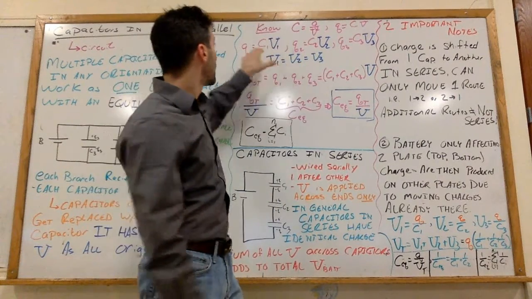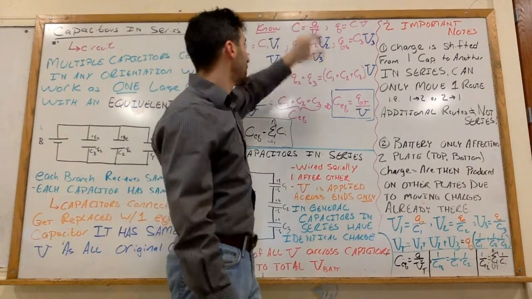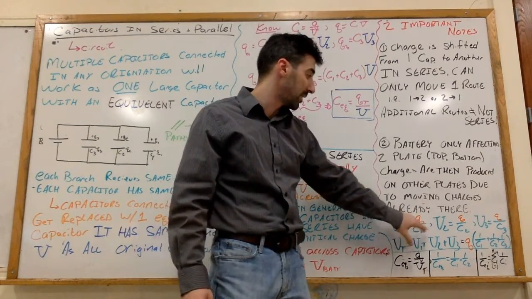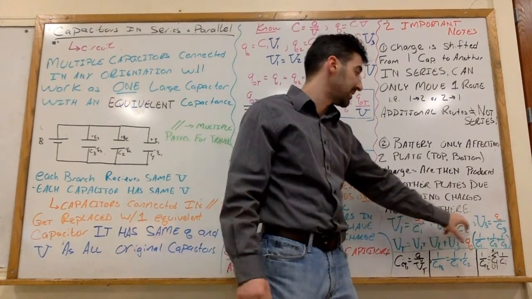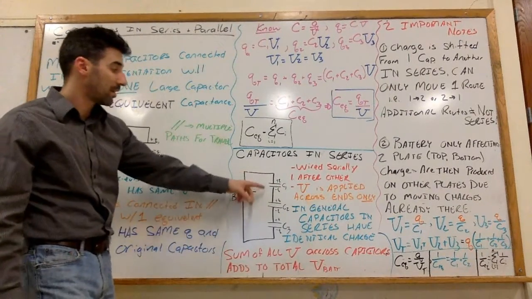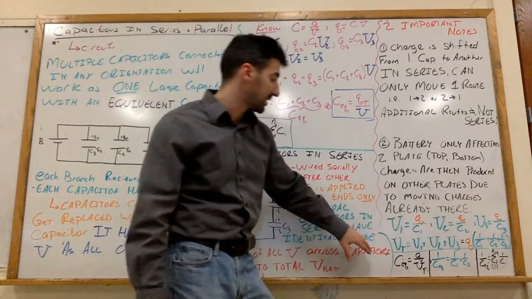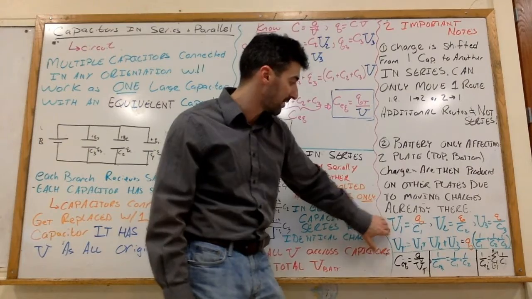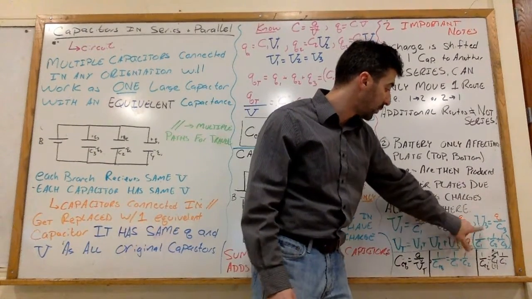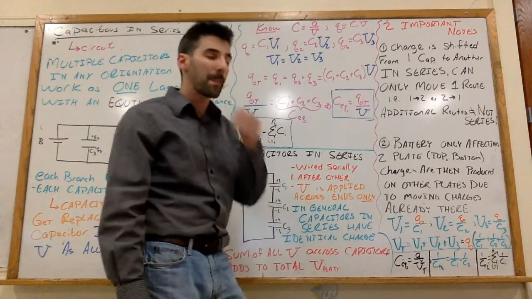I know C is equal to Q divided by V. Therefore, I know V is equal to Q divided by C. So I have V1 is equal to Q divided by C1, V2 is equal to Q divided by C2, V3 is equal to Q divided by C3. Again, because all of those charges have to be equal. Well, I start rearranging equations again. I know my V total is simply V1 plus V2 plus V3. I can factor out my Q equal to 1 over C1 plus 1 over C2 plus 1 over C3.